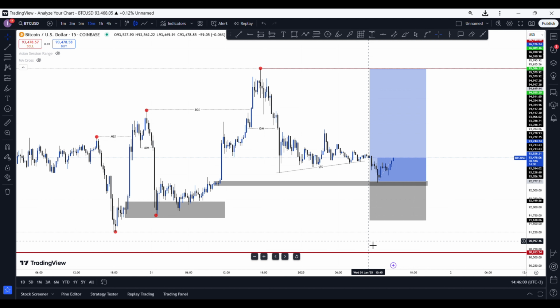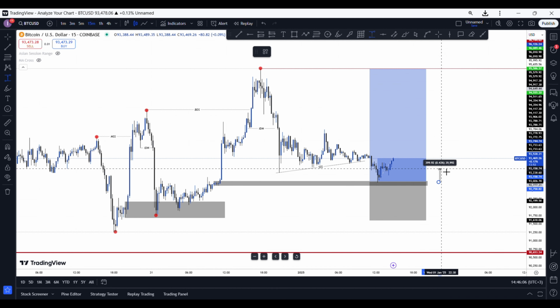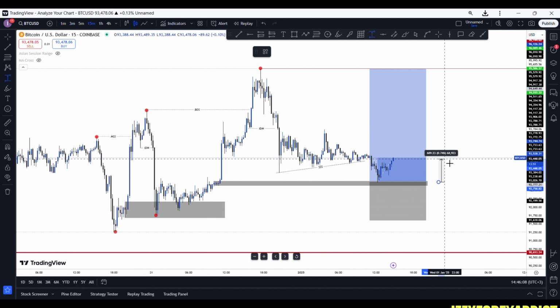As you can see, we are now in deep profits. So far, market has moved. We are on 68 to 70 pips.